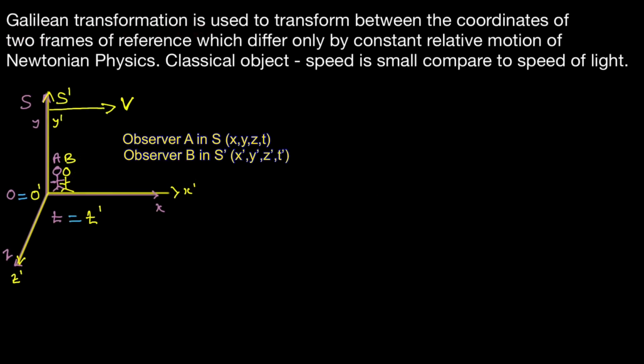Galilean transformation is used to transform between the coordinates of two frames of reference which differ only by constant relative motion of Newtonian physics. That's referring to classical objects, in this case where the speed is small compared to the speed of light. So that's for you and me traveling with the speed.